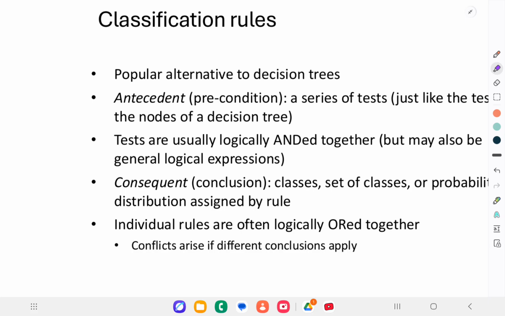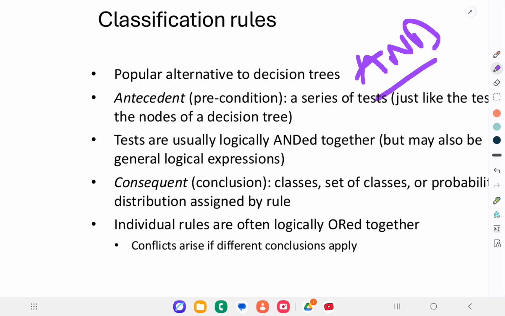Another powerful and interpretable form of knowledge representation is classification rules. Classification rules offer a very popular alternative to decision trees. Instead of branching through a tree structure, rules operate as if-then statements. Each rule takes the form of if condition, then the classification outcome. Most rule systems are logically AND, so we apply the AND on the conditions.